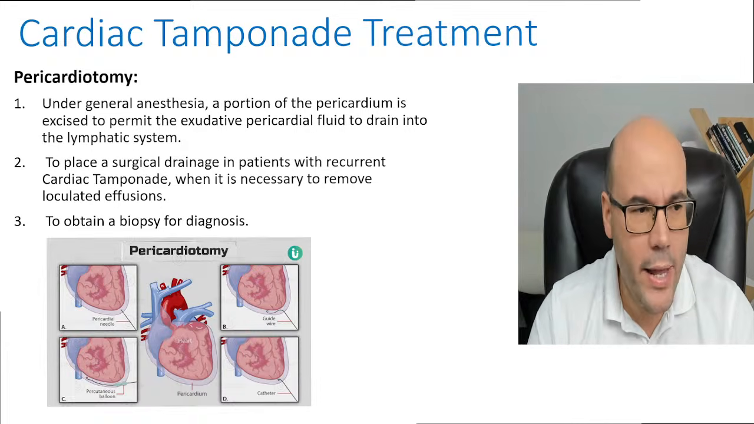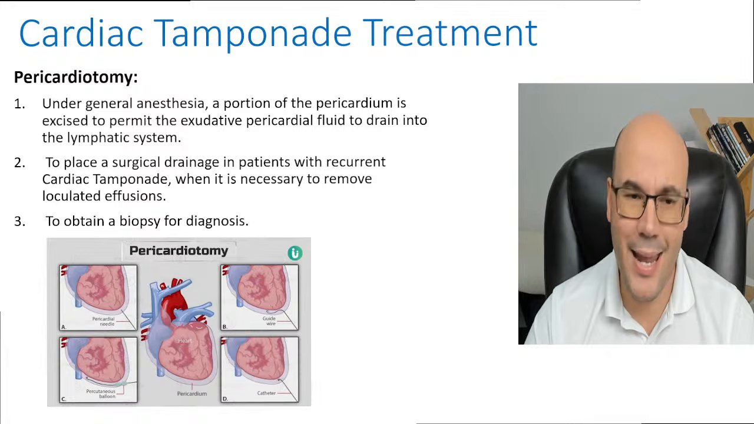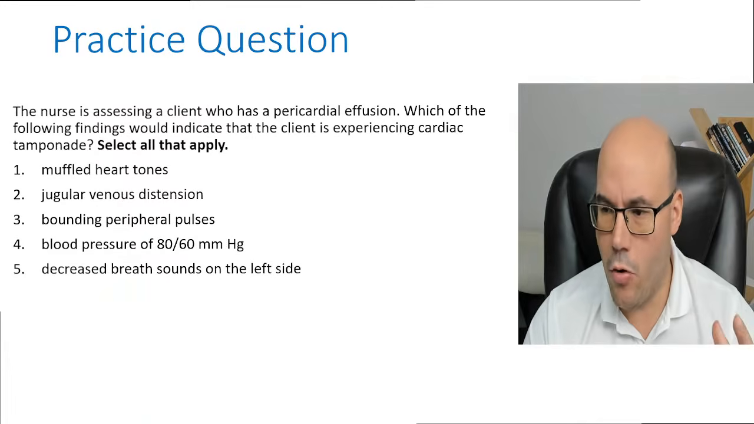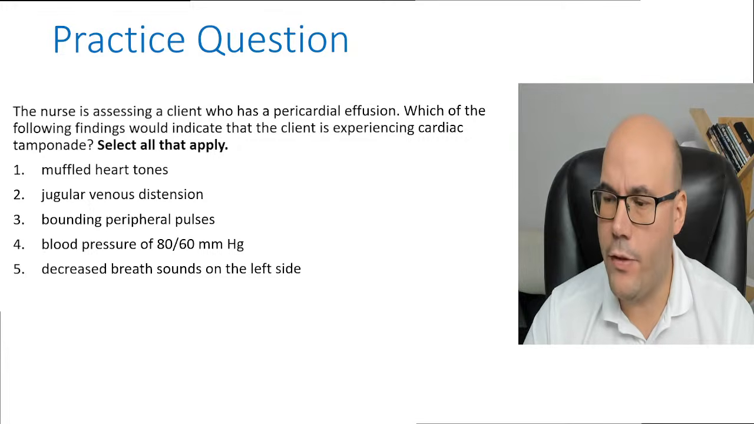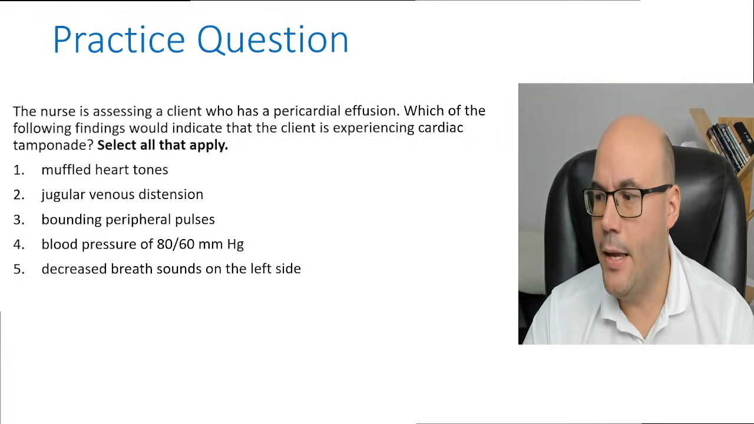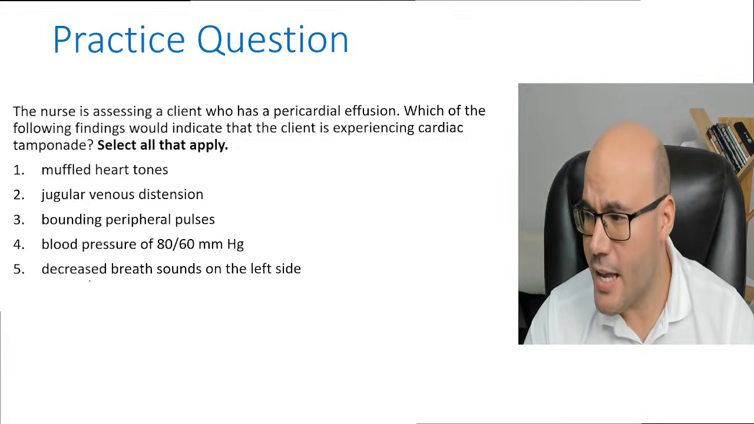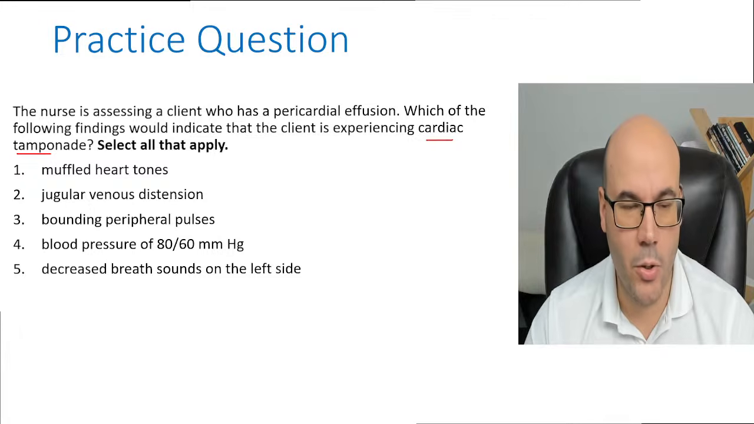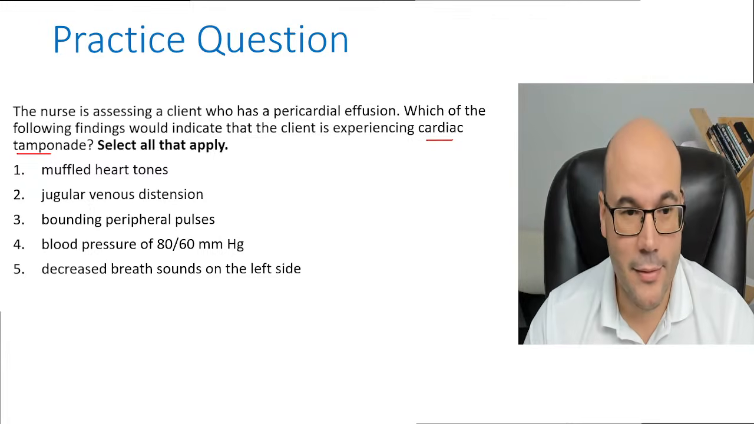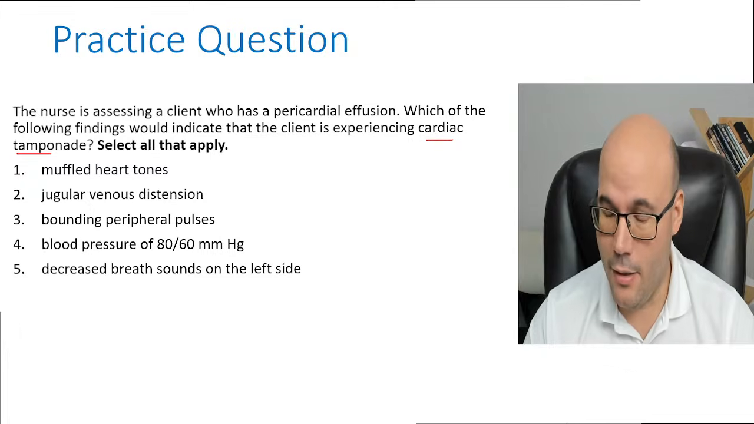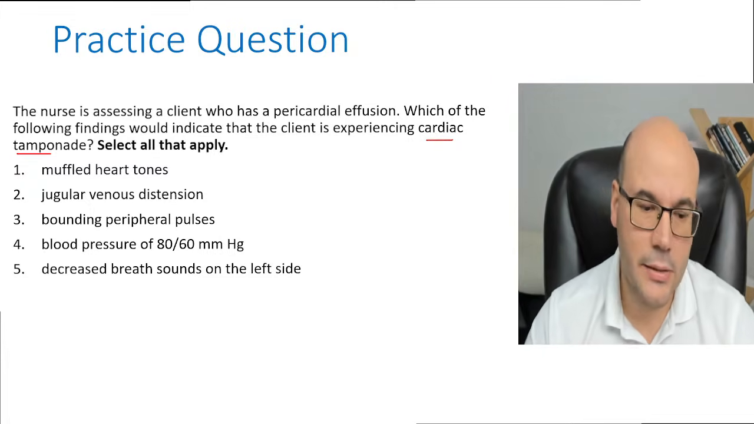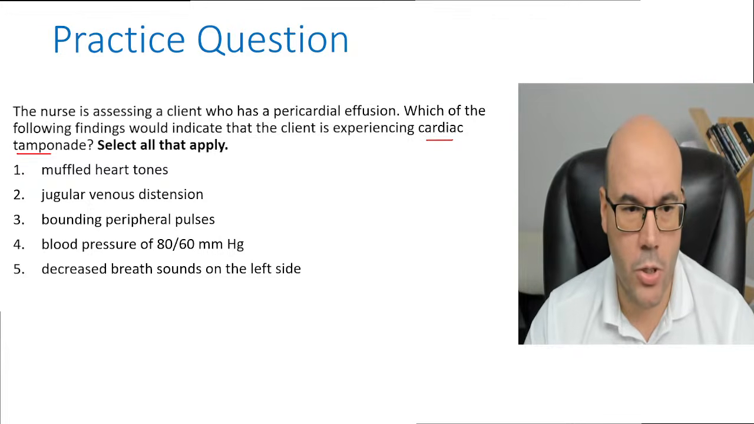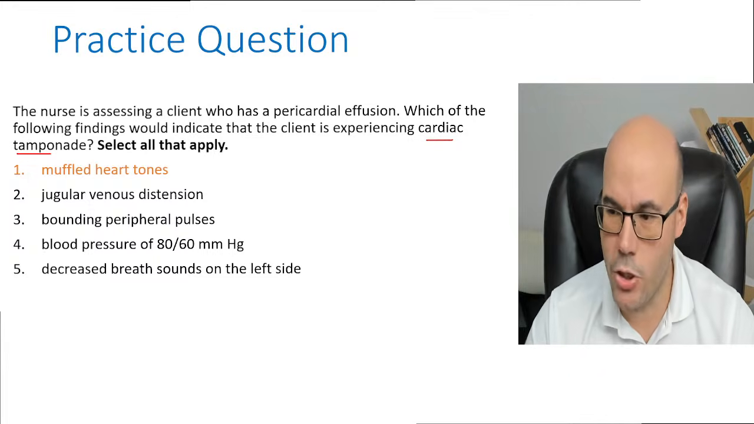So you have a quick overview of what cardiac tamponade is. Now let's go back to the original question. Which of the following findings will indicate that the client is experiencing cardiac tamponade? Number 1, muffled heart tones. We talked about it in one of the clinical findings. We can hear distant or muffled heart tones. So number 1 makes perfect sense. Good, perfect sense. Good answer.